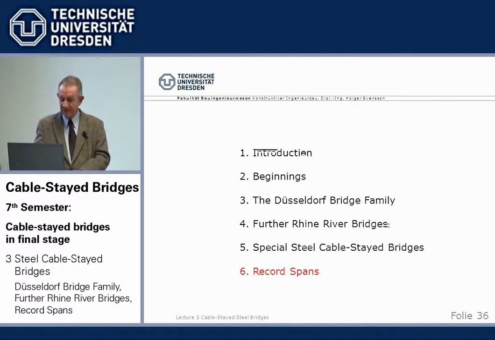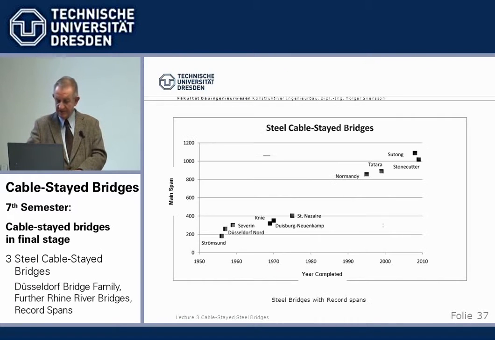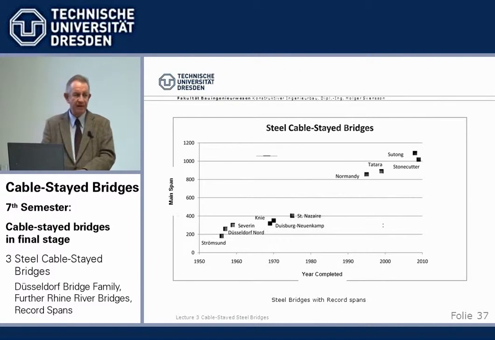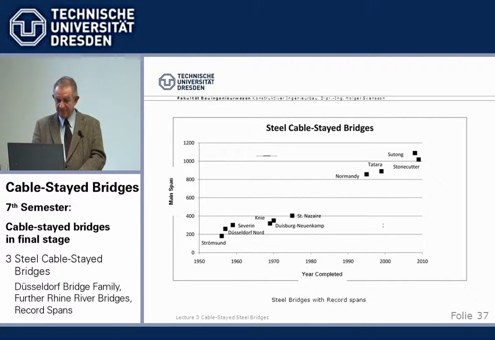Now, finally, record spans. We have mentioned these early ones. It started in the 50s, Strömsund, Düsseldorf, Severin, Knie. Then we came up to something like 350 meters, Neuenkamp. And then we go like a straight line, but to the current 1088, Sutong.